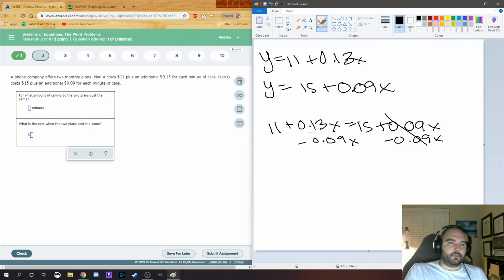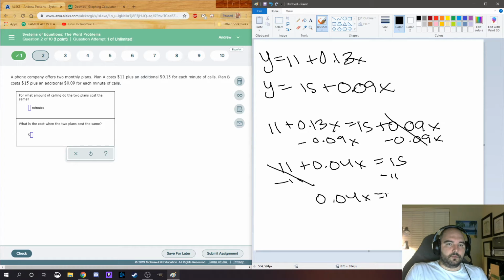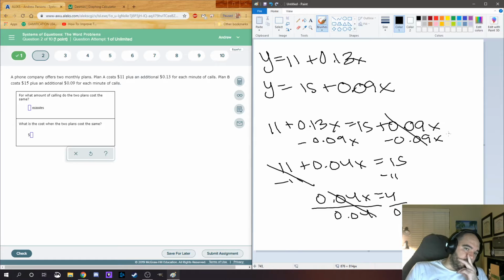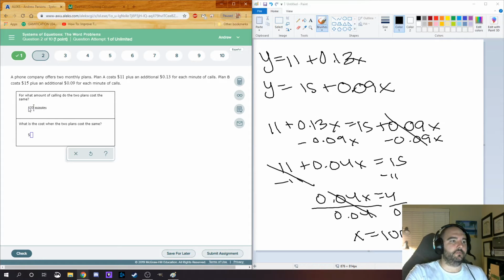So same thing, x on both sides, subtract. So I get 11 plus 0.04x equals 15. I minus 11 on both sides. These cancel out. I get 0.04x equals 4. I divide by 0.04, get a calculator out or whatever, and divide that. This should be 100. So after 100 minutes of call time, the cost would be the same for both phone plans.